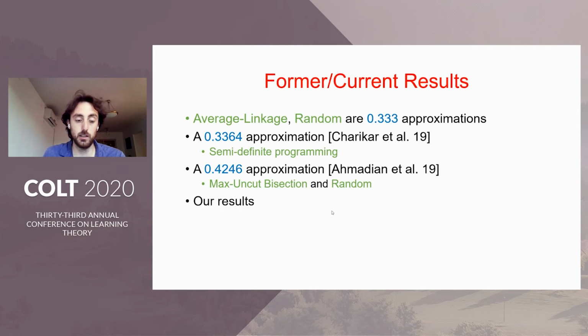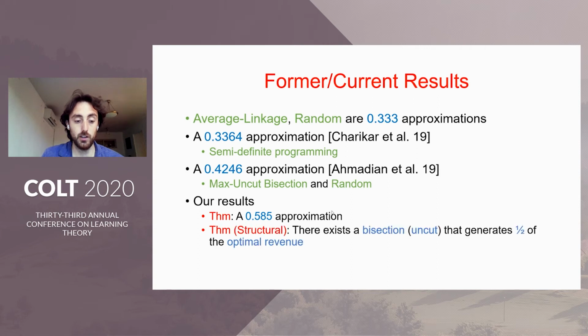So a little bit about our results. First, we showed a 0.585 approximation. I'll talk a bit about the algorithm a little later. But to show this theorem, we actually proved a different theorem, a structural theorem, in the sense that it doesn't provide a polynomial time algorithm, but rather it just shows an existence of something. And the theorem is as follows. We show that there exists an uncut bisection that generates half of the optimal revenue.